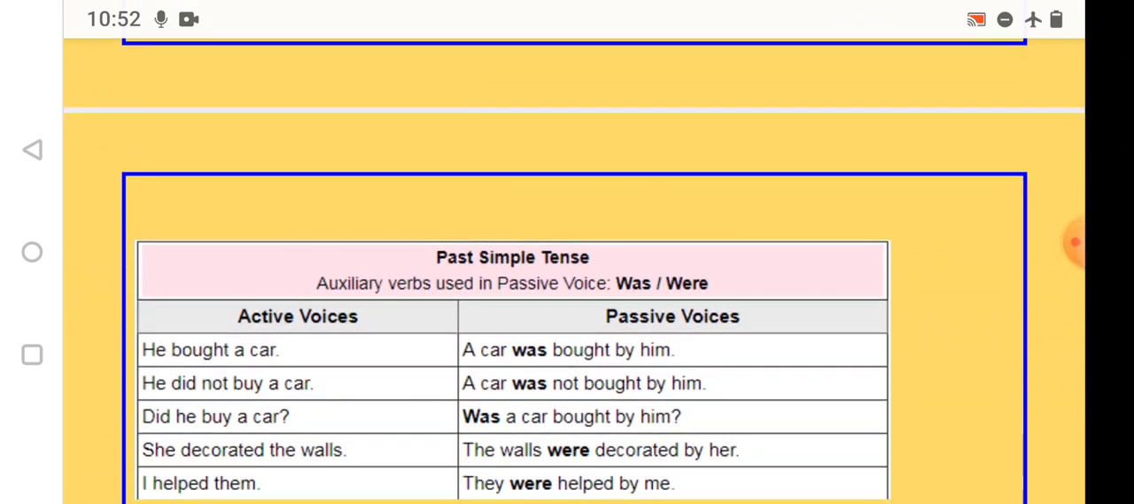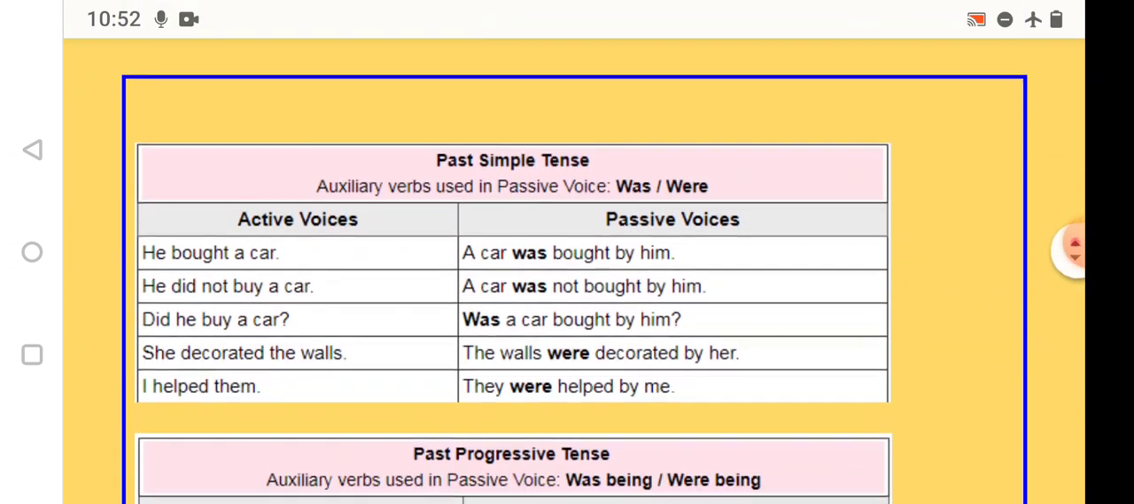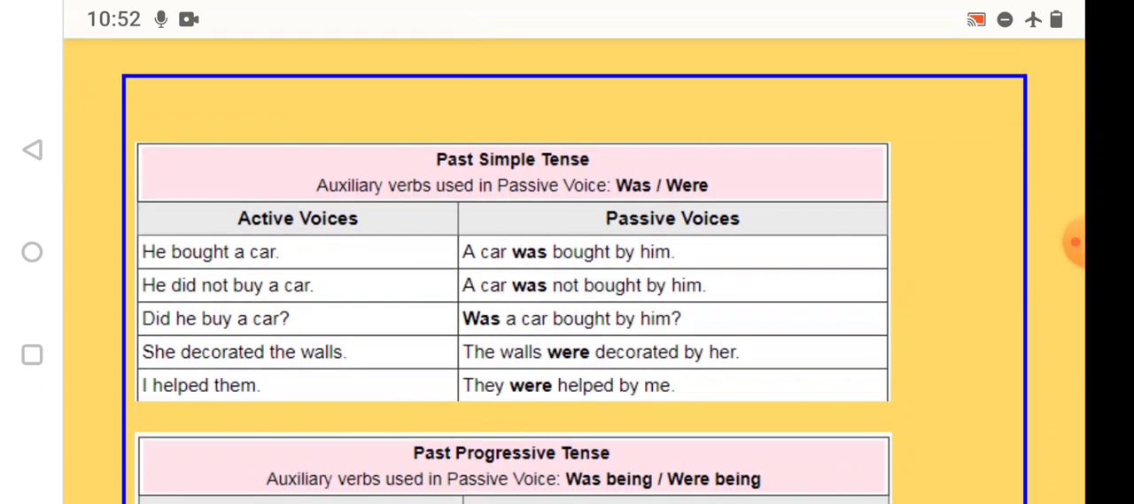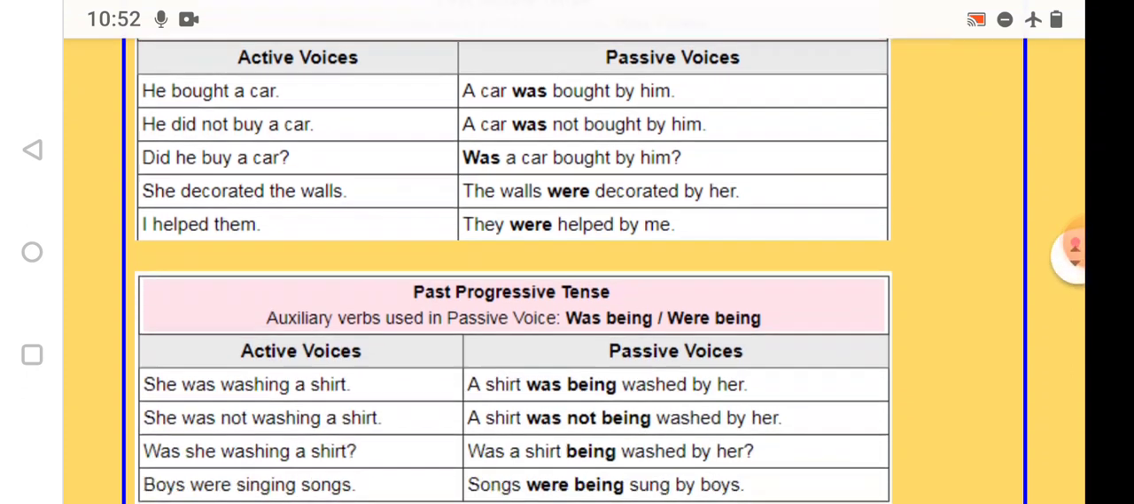In the past simple tense, the auxiliary verb used in passive voice is was or were. In active voice, he bought a car. A car was bought by him. He did not buy a car. A car was not bought by him. Did he buy a car? Was a car bought by him? She decorated the walls. The walls were decorated by her. I helped them. They were helped by me.